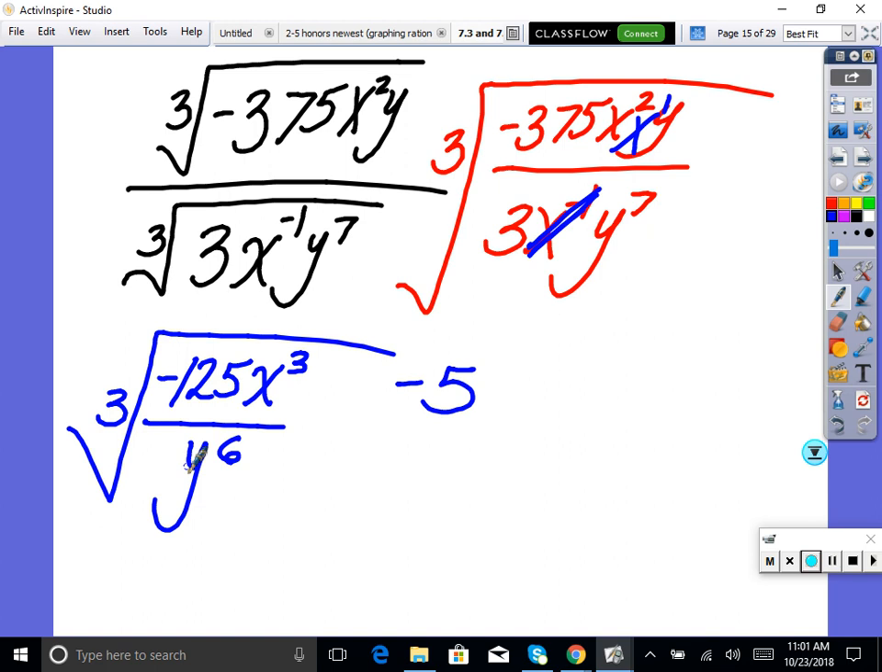So then the cube root of x cubed is x. And then on bottom, the cube root of y to the 6th is y squared.